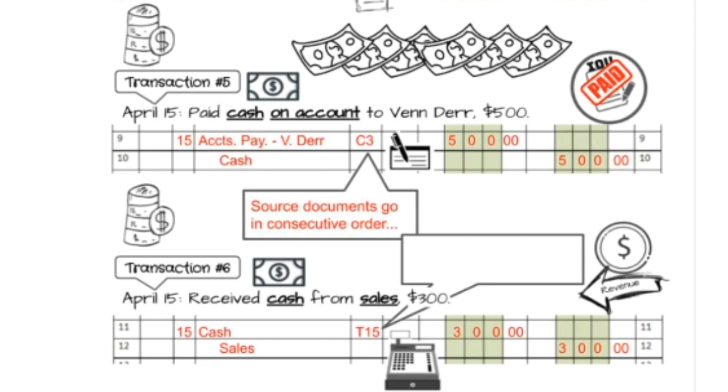And our source document for this is T15. Now, I just said that source documents go in consecutive order, except calculator tape. That's the one that represents daily sales. That goes by the date. So you'll see this happened on April 15th. This is T15 for calculator tape on April 15th.